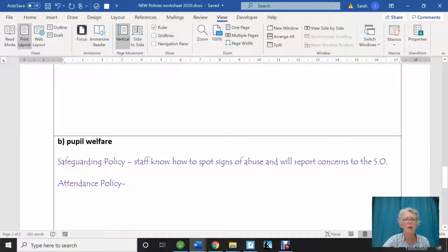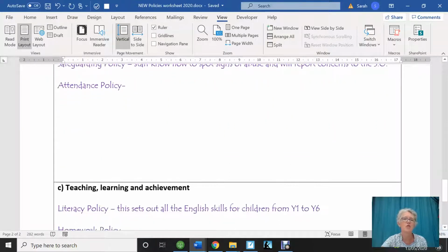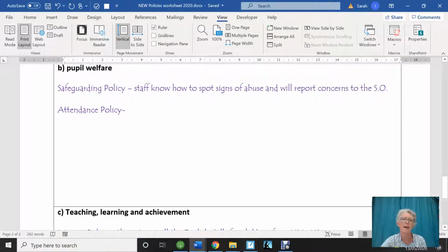Another one for pupil welfare is the attendance policy. What if the children aren't attending school? What would be in the attendance policy? Can you say how it would protect their welfare? And then please, can you choose 3 more policies that are to do with pupil welfare?